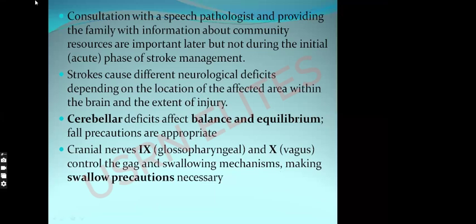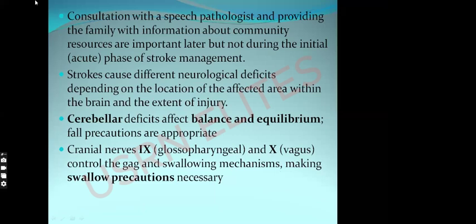I know I stand to be corrected, please. I know the cerebellum, what I've kept in my mind, is for coordination. Yes, for coordination and balance. So you are right. Coordination, maybe balance, and equilibrium.